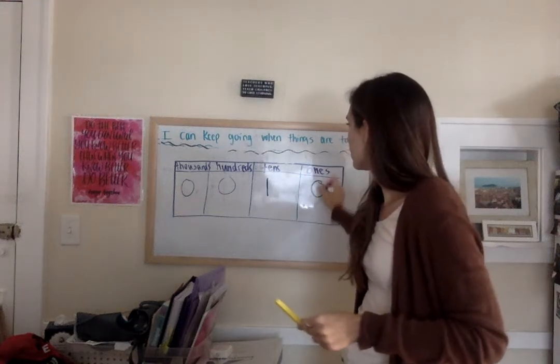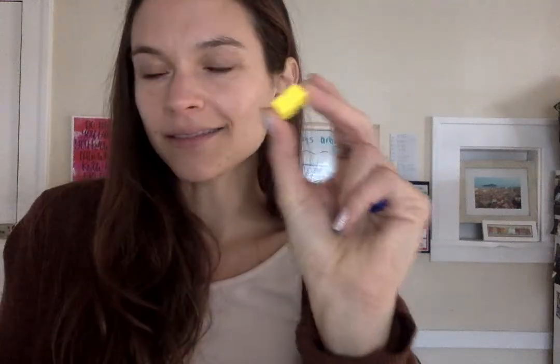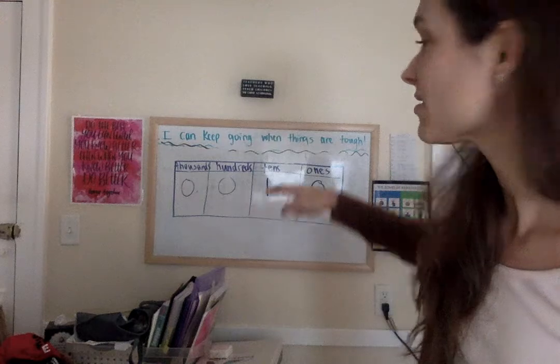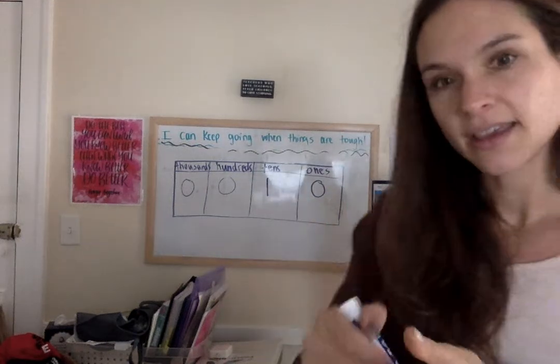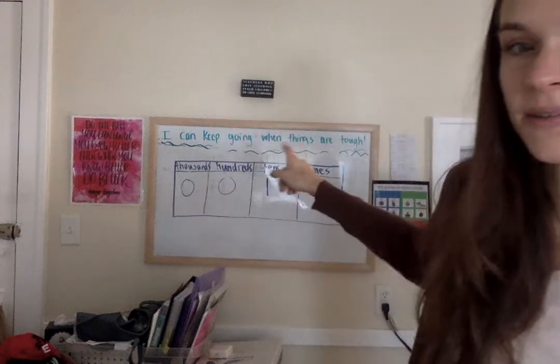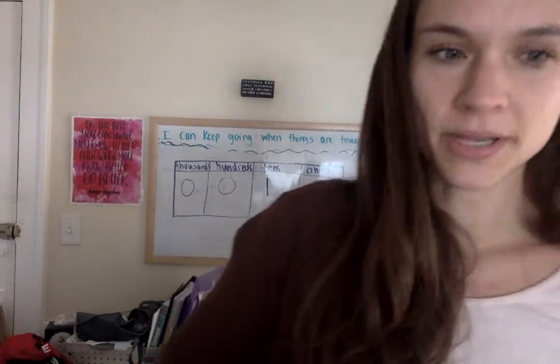But if you think about it another way, there's actually 10 ones, right? But 10 ones makes a 10. So in our place value chart, we should have a 1 in the tens place, a 0 in the ones place.